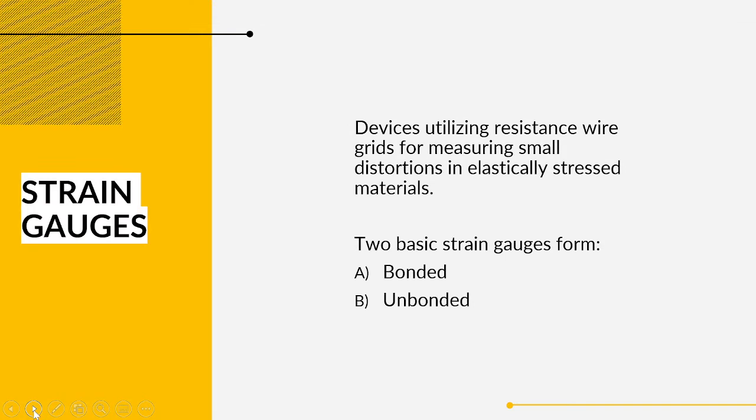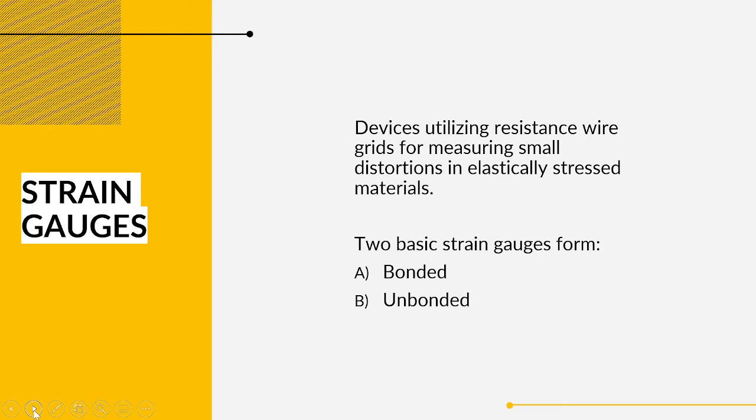Strain gauges are devices utilizing resistance wire grids for measuring small distortions in elastically stressed materials. The resistance results from the increase of wire length and decrease in diameter. Strain gauge pressure transducers are made in many forms for measuring gauge, absolute and differential pressures, and vacuum. They have 2 basic forms. We have the bonded and unbonded.